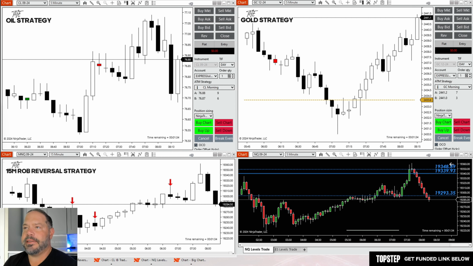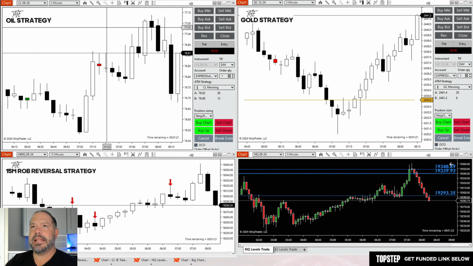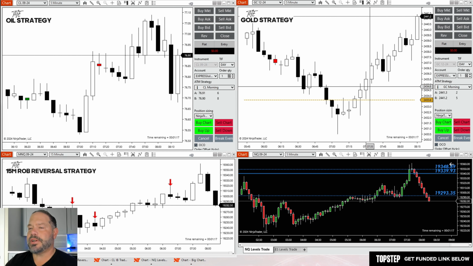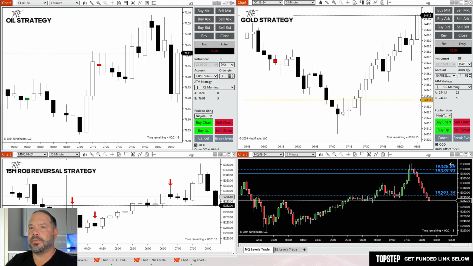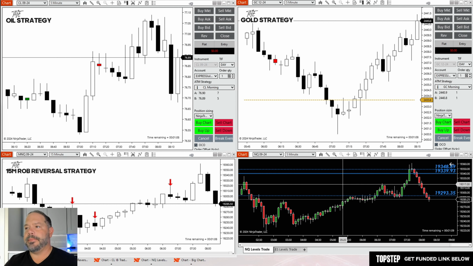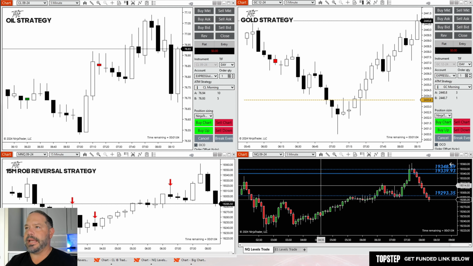All right, so as I stated in the intro, I've got a fresh look on my charts starting today. Honestly, any feedback that you guys can leave me in the comment section would be fantastic. Still got oil on the upper left-hand side of my chart, gold on the upper right-hand side, the 15-minute Rob reversal running on the bottom left-hand side, and my levels trades on the bottom right-hand side, which is in black.